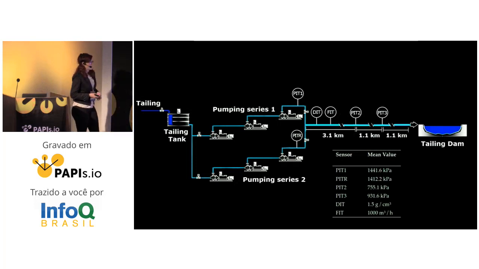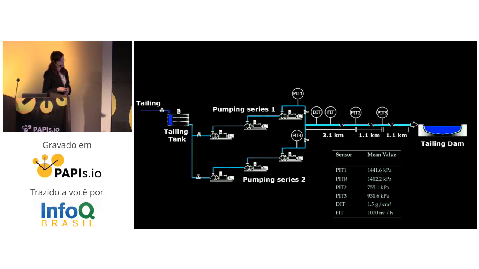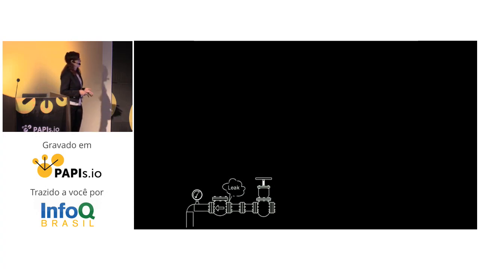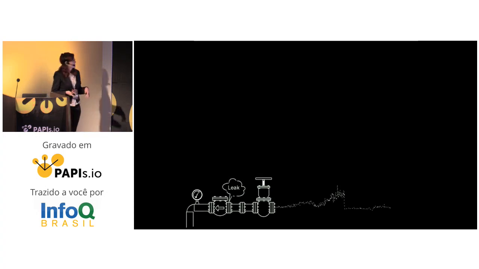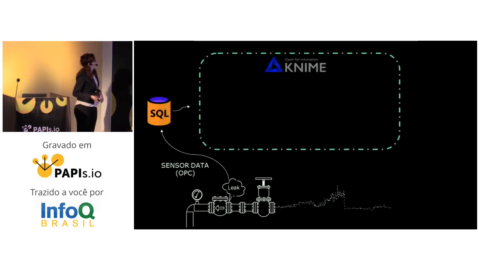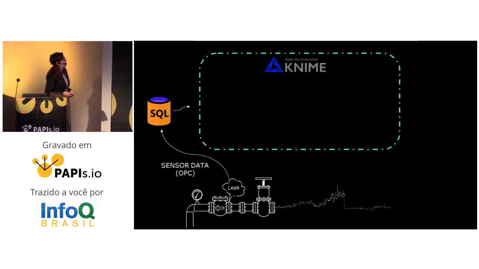We used the data that was already recorded during the past. But as I said, we just had the normal behavior of the pipeline. So I'll show you how the system works. We have the pipeline, then we record the process variables. We record in the SQL database, and then we run the analysis on this platform called KNIME. I don't know if you know.